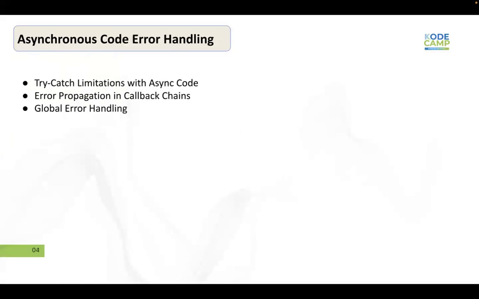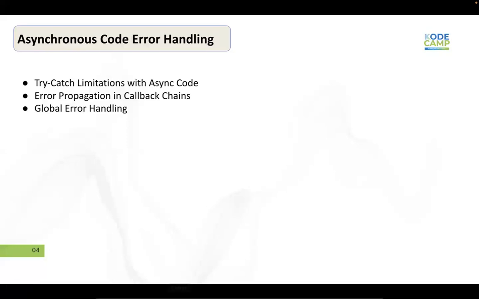So moving on, we have asynchronous code error handling. Under asynchronous code error handling, we have try-catch limitation with async code, error propagation in callback chains, and global error handling. So let's first of all look at try-catch limitation with async code. The traditional approach to try-catch doesn't work with callbacks.